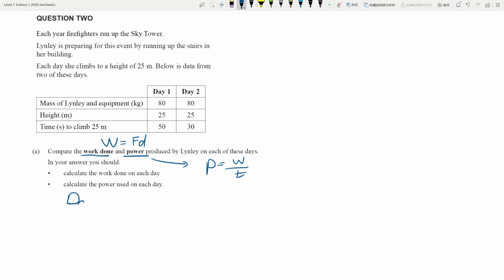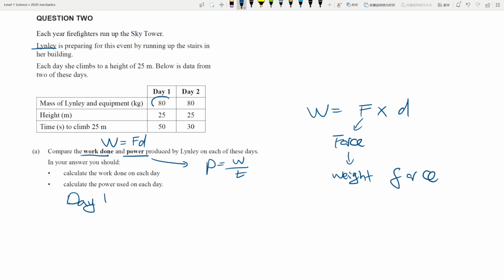Okay, so let's do this. Day 1. What do we know? Work equals force times distance. So what is this force? What Lindley is trying to do is climb stairs. In order to do work, she has to get her own body weight 25 meters above ground level. So in this particular example, this force is the weight force, because they give you the mass in kgs.